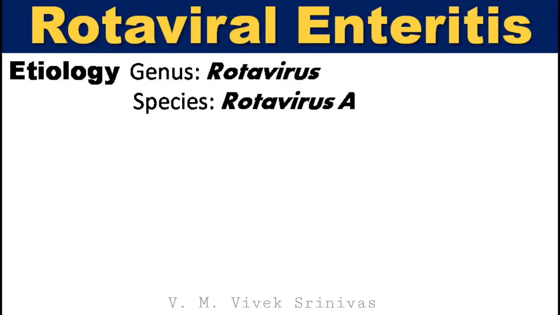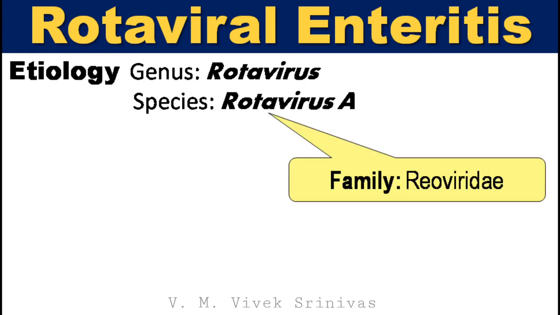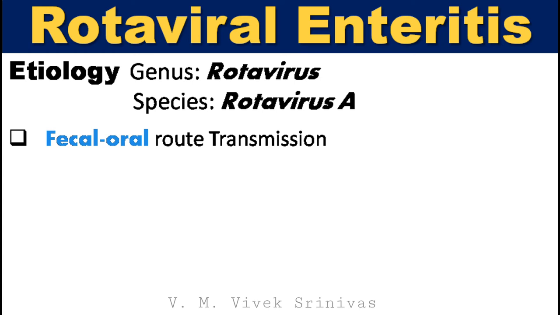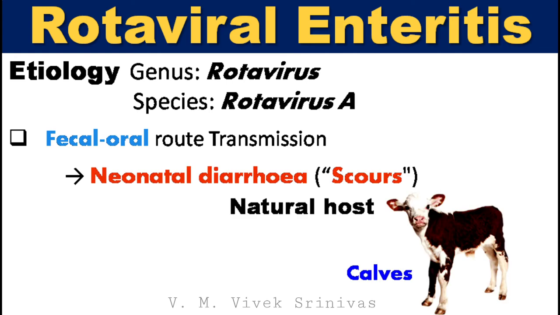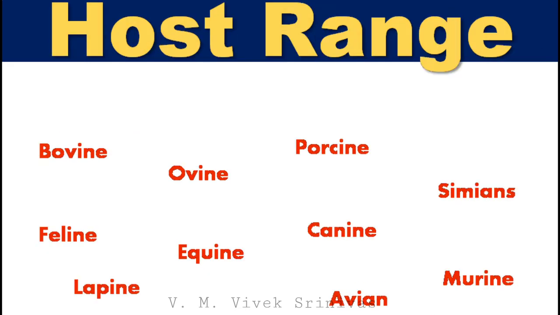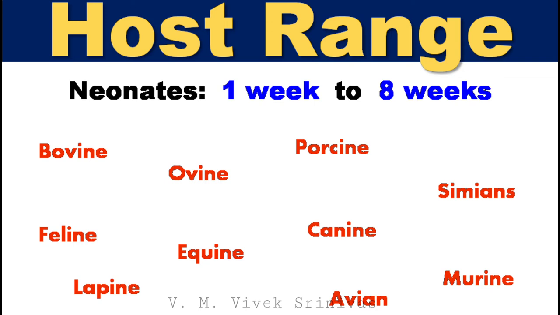The causative agent of this infection is rotavirus A, which belongs to genus Rotavirus, of the family Rotaviridae. This virus is transmitted by fecal-oral route, unlike the other genus under the same family. This infection is characterized by neonatal diarrhea, that is, causing scours, in young animals like calves. A wide range of hosts is susceptible for this infection, especially 1 to 8 week old neonates.